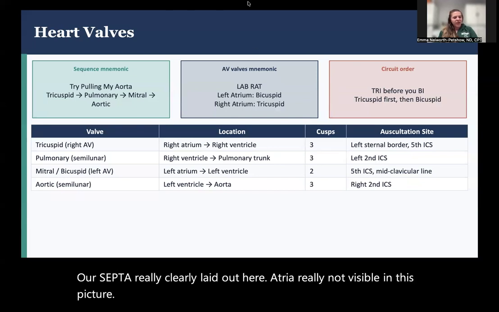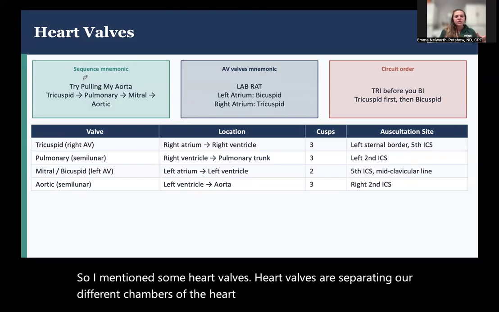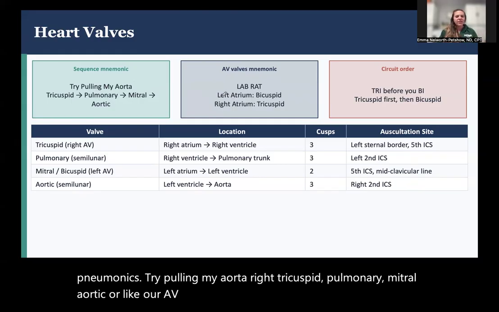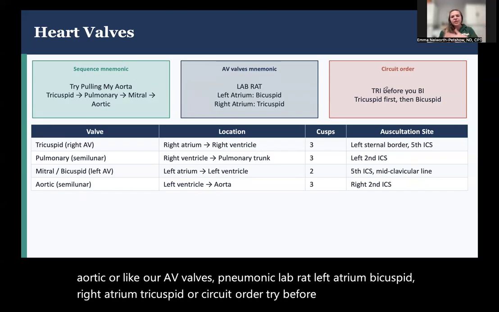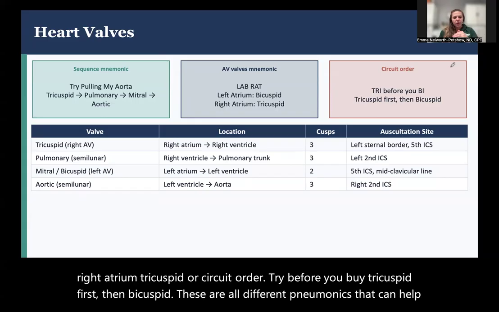So I mentioned some heart valves. Heart valves are separating our different chambers of the heart. And so there are some sequence mnemonics. Try pulling my aorta, right? Tricuspid, pulmonary, mitral, aortic. Or like our AV valves mnemonic, lab rat: left atrium, bicuspid; right atrium, tricuspid. Or circuit order, try before you buy. Tricuspid first, then bicuspid. These are all different mnemonics that can help you remember the order of your heart valves.